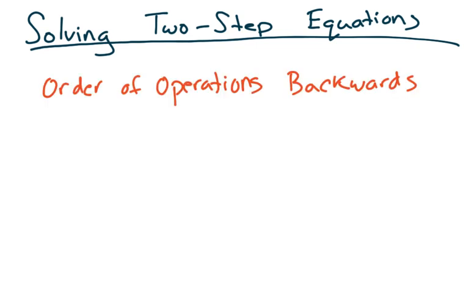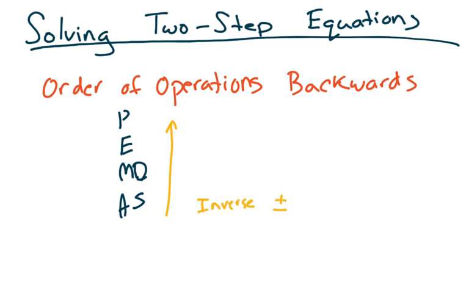So as we think about our order of operations, most people remember them as PEMDAS. So generally, we're going to be working them backwards. So in most forms, we're going to be doing the inverse of adding and subtracting first, and then the inverse of multiplying and dividing second.